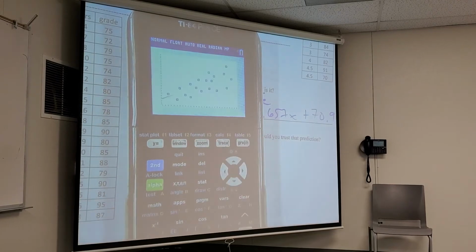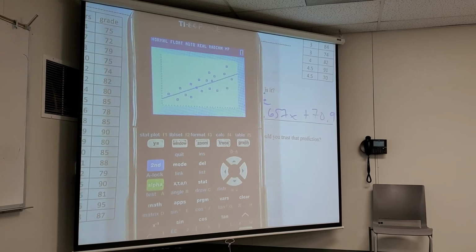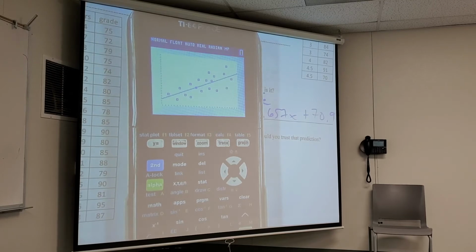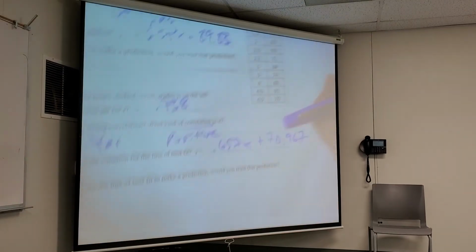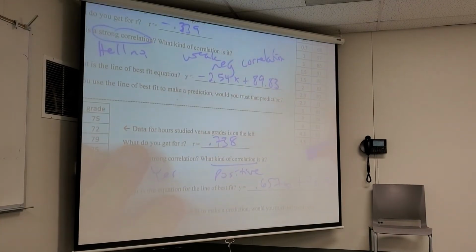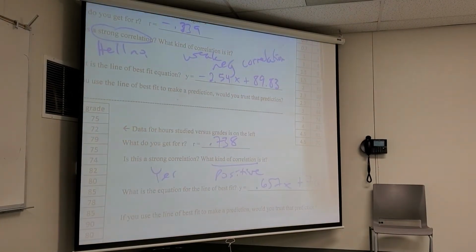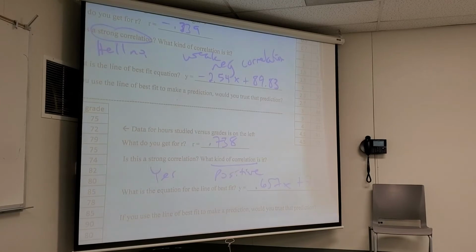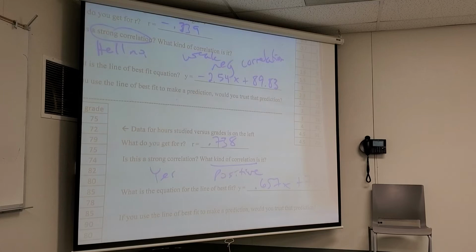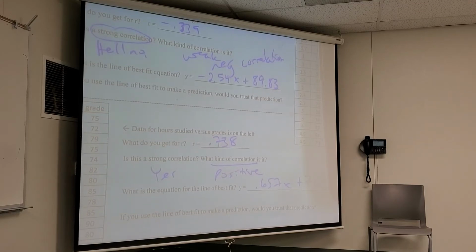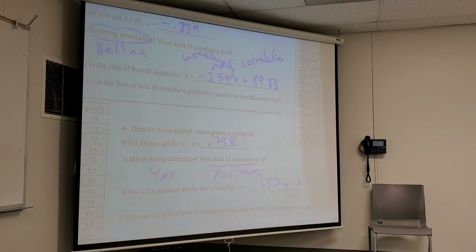Now if we hit graph, curve plot. Which one of these two that we did would you trust the line to make predictions? It's positive. Yeah, the one that had a better R value, right? The closer R is to 1, the more I trust the line. And again, on the test, I'll tell you exactly what value of R it has to reach to start trusting it.